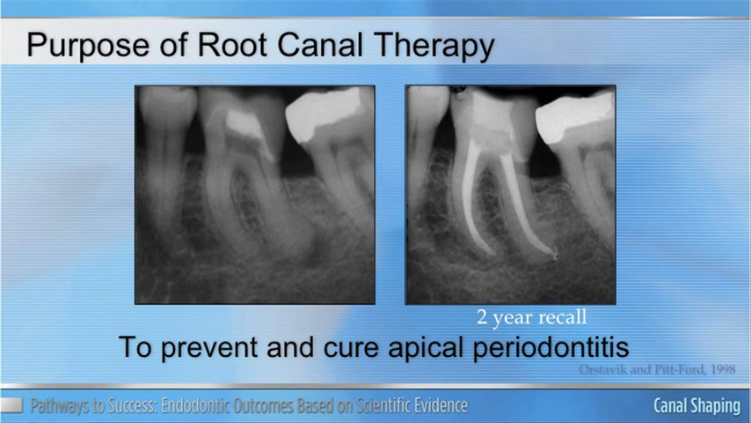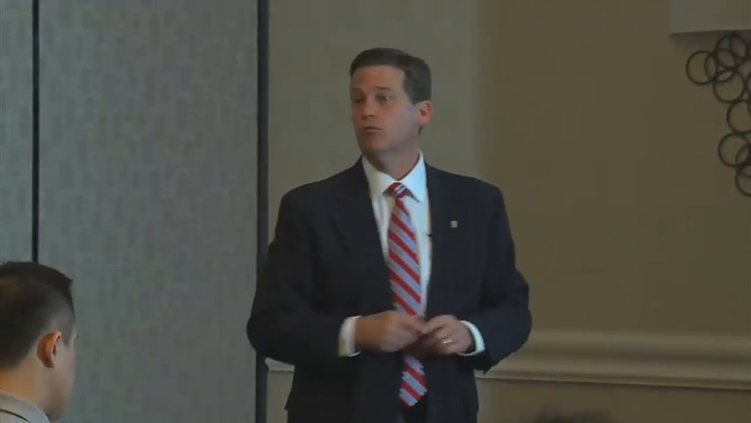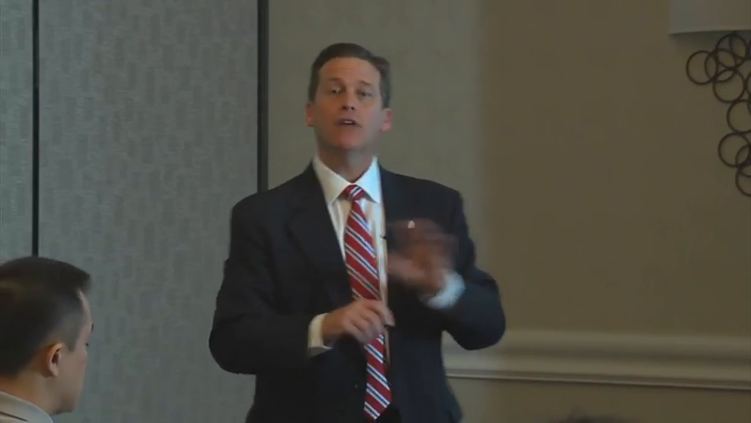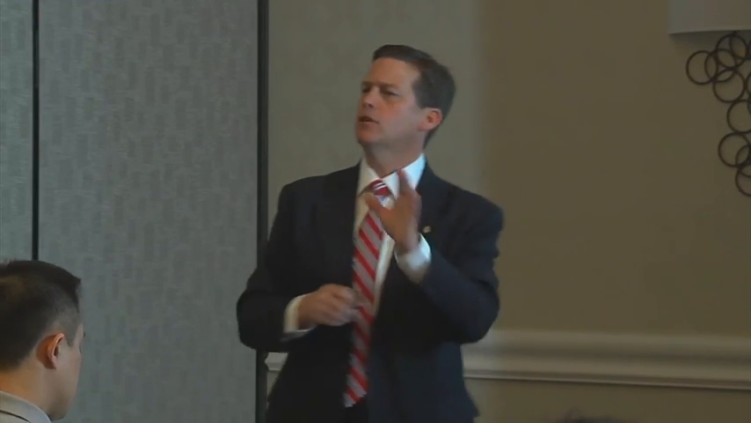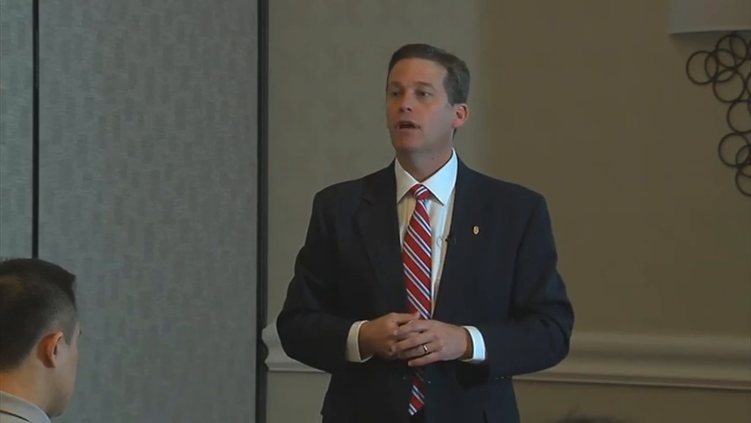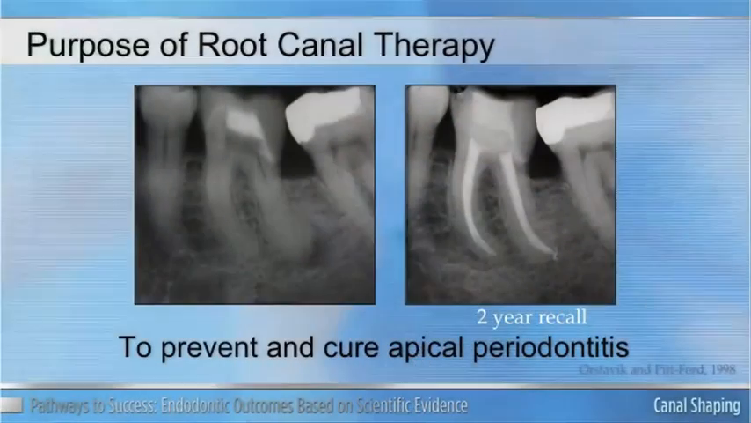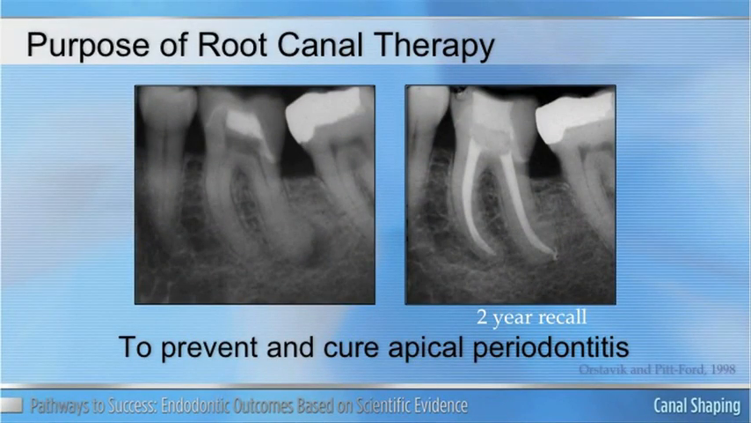And the truth is, there's really a simple answer. To prevent and cure apical periodontitis. That's the reason we're doing a root canal. It has nothing to do with white line syndrome. It has nothing to do with how it looks on a radiograph. It has to do with the fact that we are trying to prevent and cure apical periodontitis. That's the reason we're doing endodontic therapy. So let's build on that.